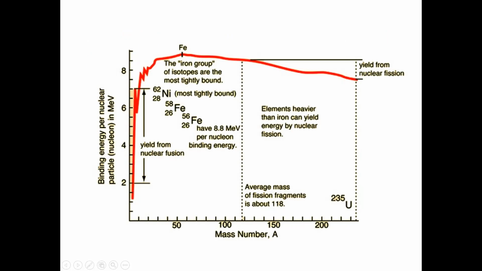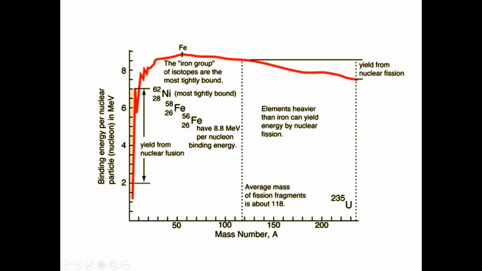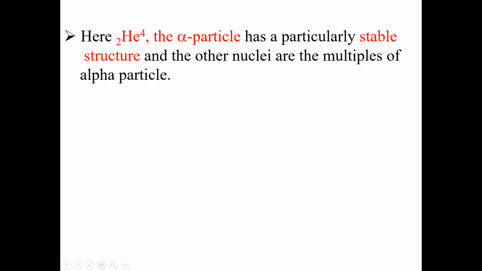If you have a look at this particular figure, you can observe that the helium nucleus, which we also call the alpha particle, has a particularly stable structure, and the other nuclei mostly lie as multiples of the alpha particle.